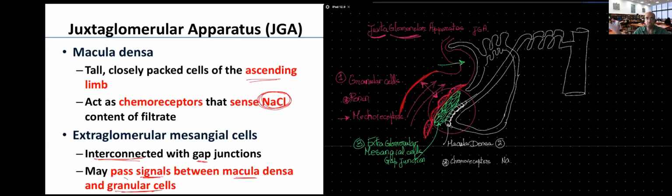Again, what are the granular cells? Those are modified smooth muscle cells of the afferent arteriole going towards the glomerulus. And those modified smooth muscle cells will act as mechanoreceptors. They are detecting the changes in the blood pressure by checking the degree of stretch applied to the wall of the arteriole. And they contain cytoplasmic granules that will be the source for a hormone called renin.